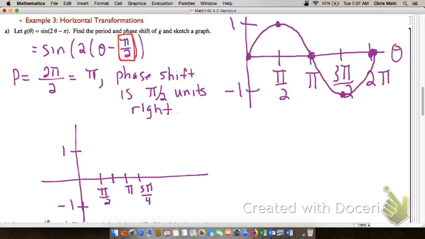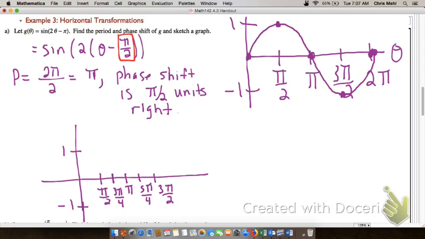And finally, one more quarter period brings me to 6 pi over 4, which is really 3 pi over 2. It's tough for me to squeeze this one in here, but this is really 3 pi over 4 right there. Okay, now what does sine do?